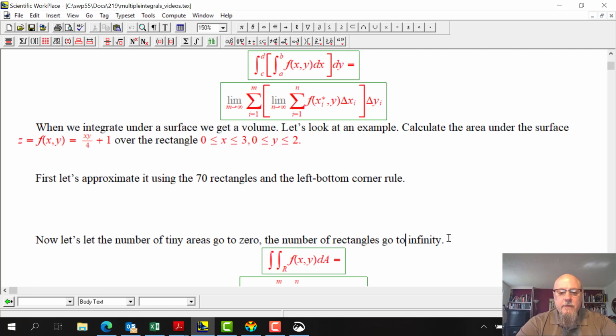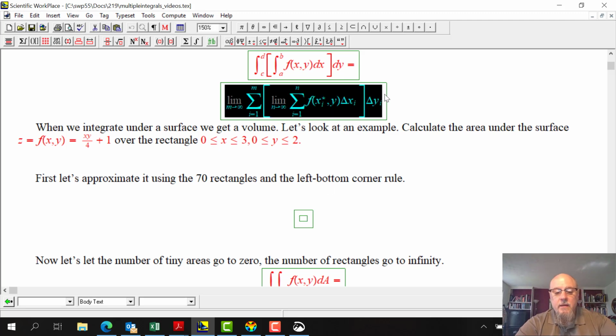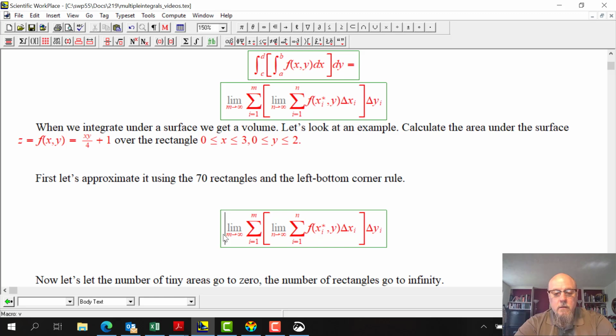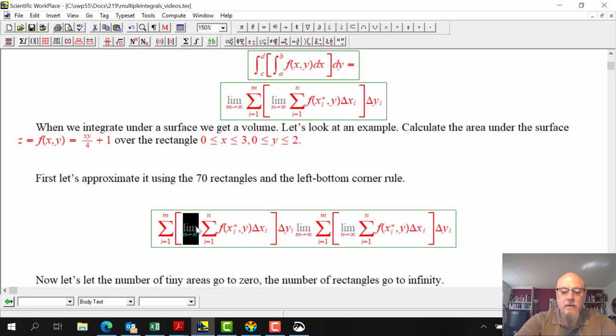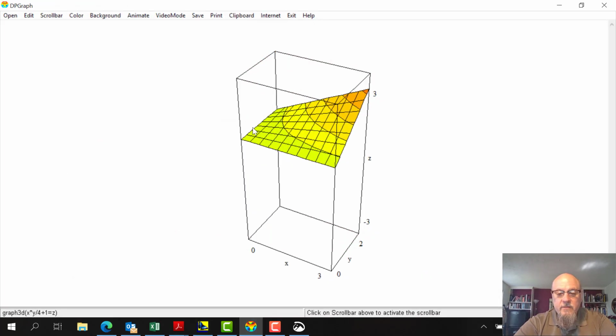If we want to actually figure it out, though, I'm not taking the limits yet. I'm just using those 10 and 7 rectangles. So x goes from 0 to 10. There were 10 divisions here: 1, 2, 3, 4, 5, 6, 7, 8, 9, 10. And 7 here: 1, 2, 3, 4, 5, 6, 7 for the y's and the x's.